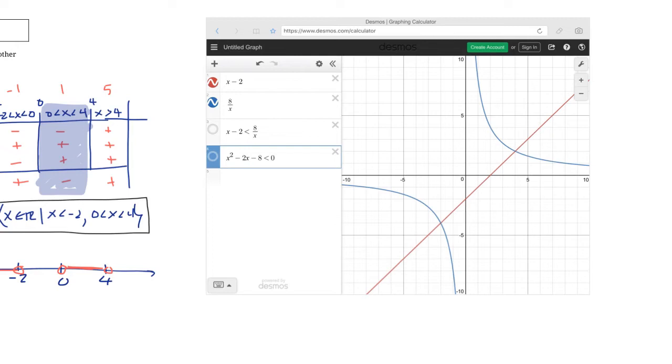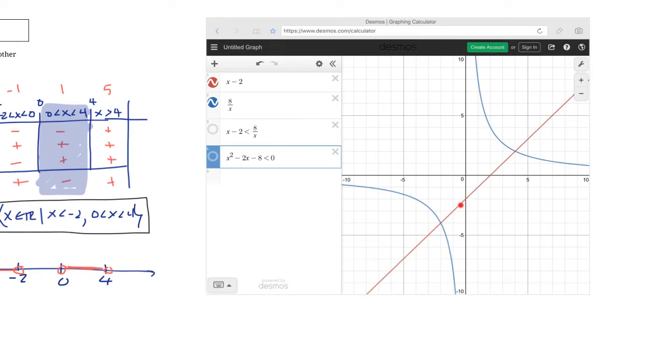So what we need to look at is where the red line is below the blue line. So up here, to the right of 4, the red line is on top, right? But as we cross 4, now the red line is on the bottom. So this part would be included in our solution, right? From 0 to 4. And we see that in our answer here, right?